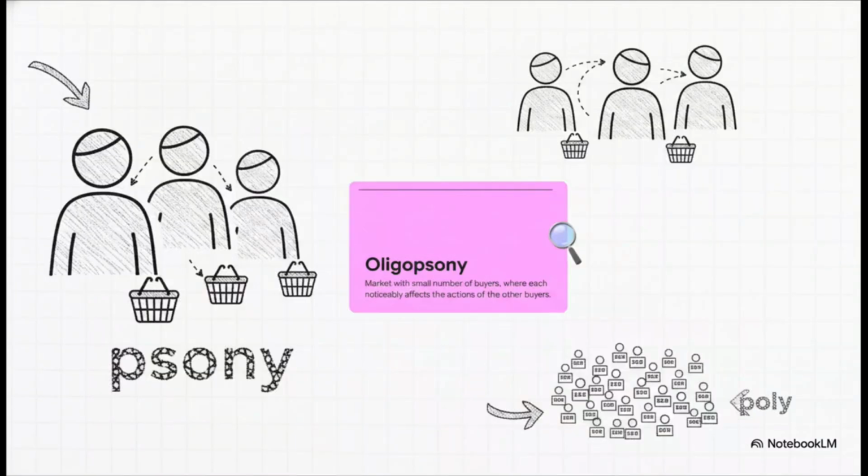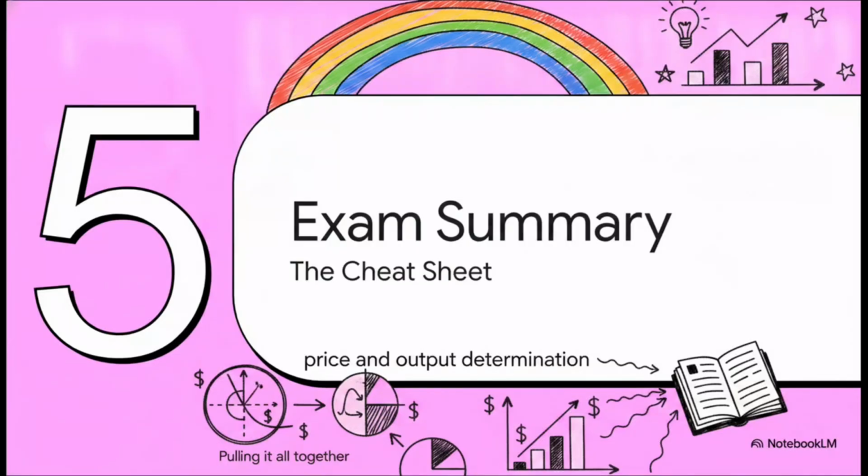Real quick, before we get to our summary, please do not let the exam trick you with the buyer side equivalent of all this. While an oligopoly is all about a few large sellers, an oligopsony is a market situation with a small number of buyers. In this setup, each buyer can control the level of their purchases, but each is noticeably affected by the actions of the other buyers. So just keep the prefixes straight in your head. Oligopoly is for sellers, and oligopsony is for buyers. You got this. And finally, Section 5, Final Exam Summary.